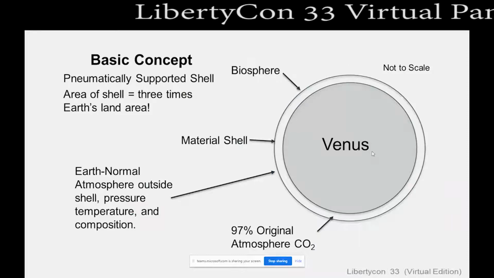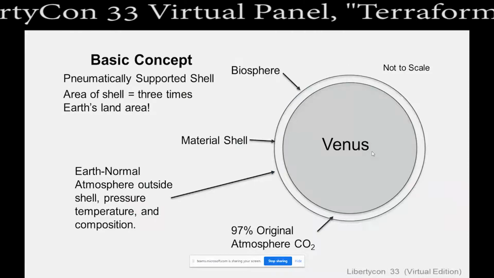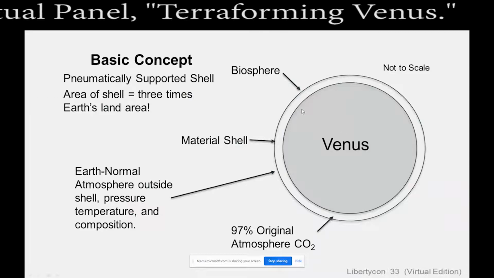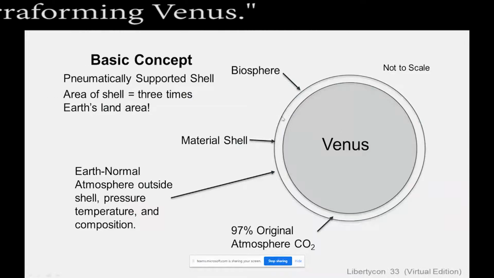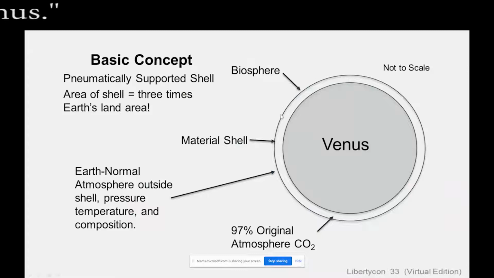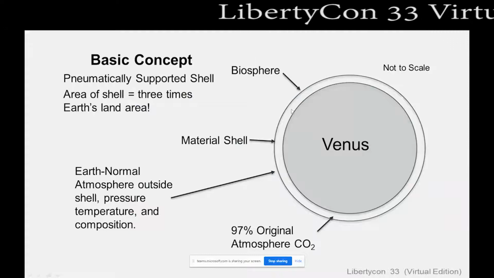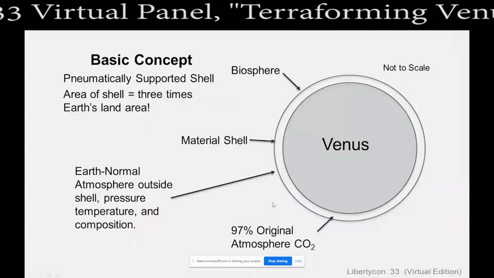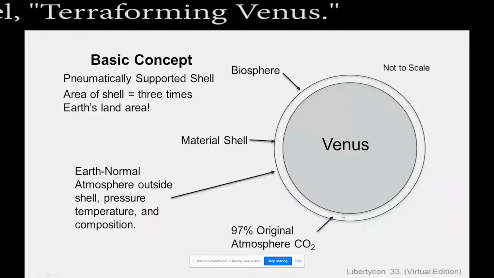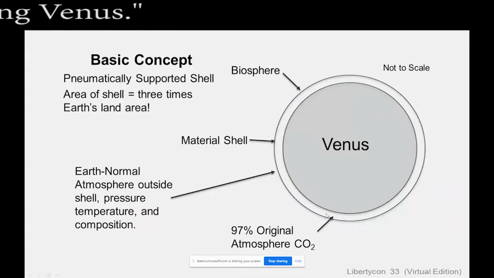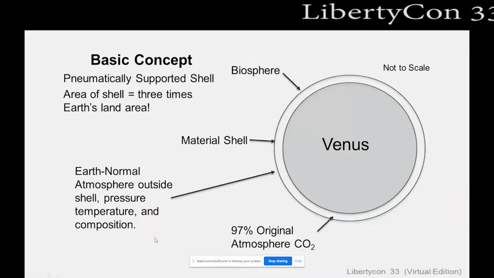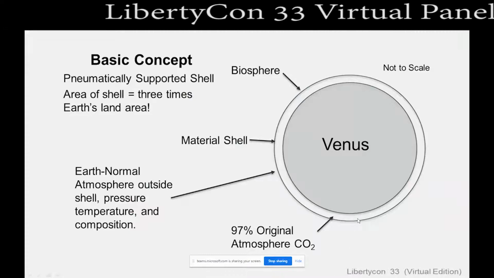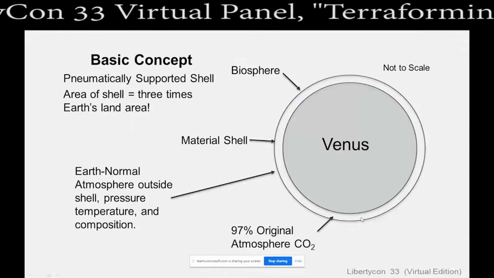But the basic idea is that we build a material shell above the surface of Venus, much like a cloud city, where the pressure and temperatures are of our choosing. And we create an Earth normal atmosphere above the shell. Below the shell, most of the atmosphere is untouched. We leave that as is, so we don't have to mess with it. 97% of the original atmosphere is going to stay right where it is.